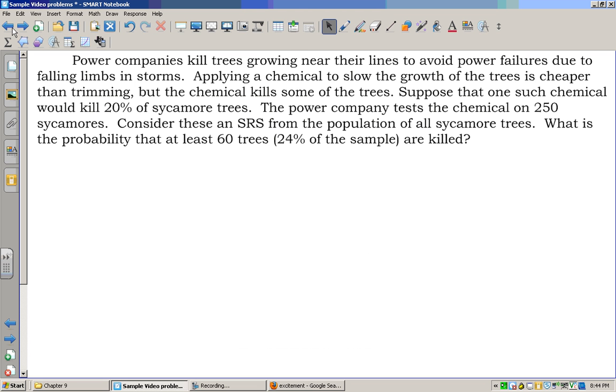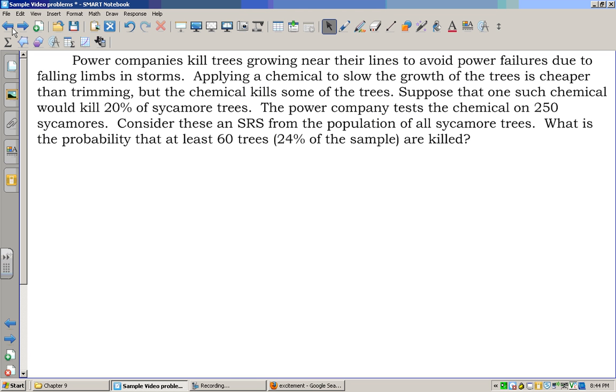So here's the first question. Power companies kill trees growing near their lines to avoid power failures due to falling limbs in storms. I'm sure you can all remember the hurricane from last year. We had all those power outages. Most of that was due to falling limbs in storms. So this is one of the ways the power companies help to keep this from happening. They apply a chemical to slow the growth in the trees. However, the chemical kills some of the trees, so that's a bad thing.